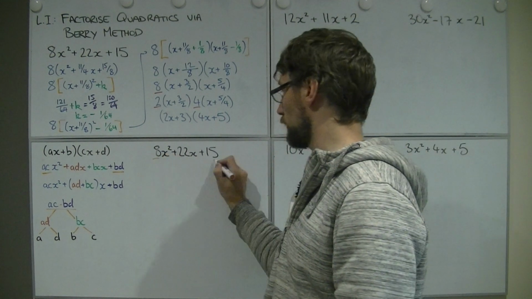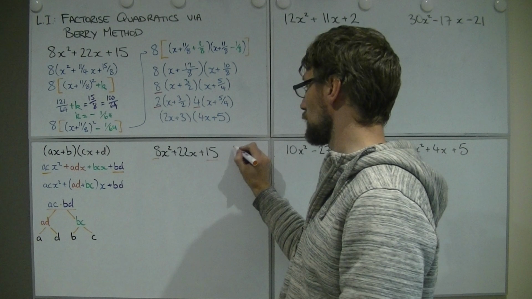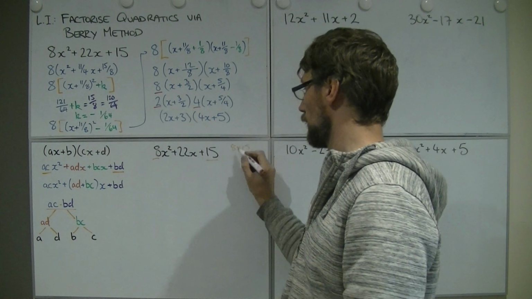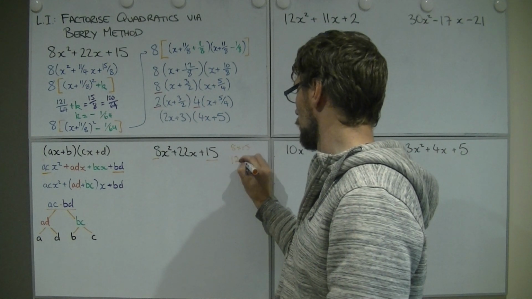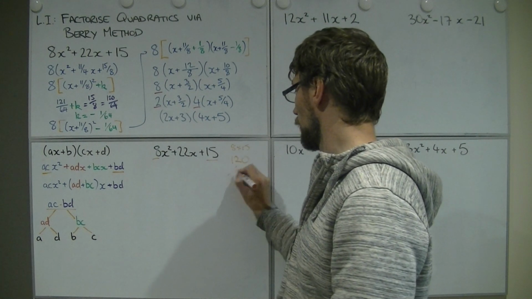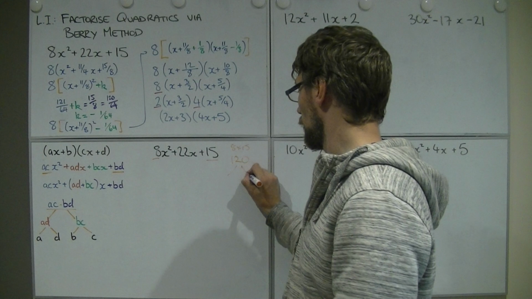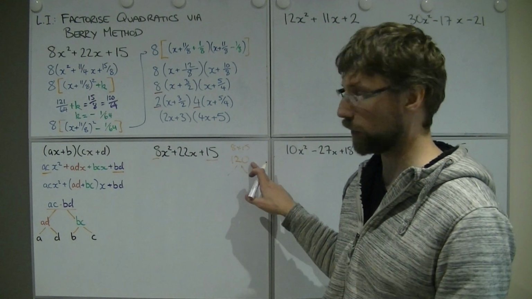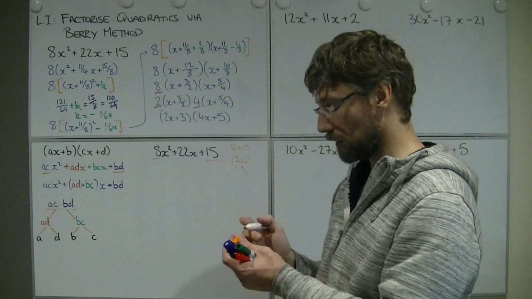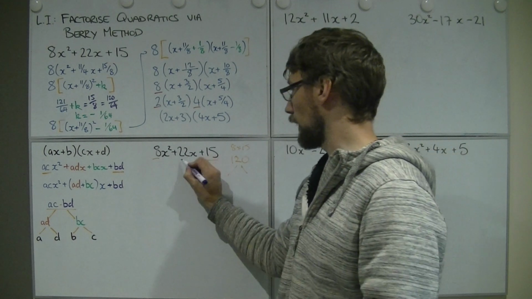So, take the first and the last term, multiply them together. So I've got 8 times 15, okay. So what do we get, 120? Yep. So I've got 120, okay. I want to break that into two numbers, okay. These two numbers are going to multiply to 120, but add to this middle number. So they add to this.